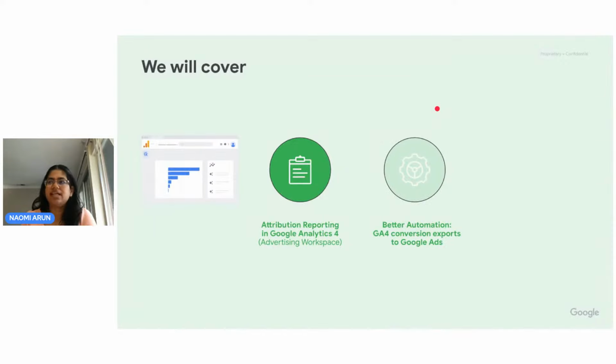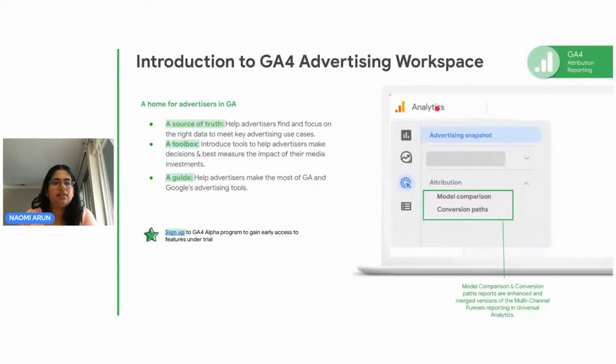So if we go to the next slide, we are now introducing the advertiser workspace in GA4, which is essentially a home for advertisers to help you find and focus on the right data to meet key advertising use cases. The two reports that are currently housed here are the model comparison and conversion path reports under attribution. These two are essentially the enhanced and merged versions of the multi-channel funnel reports in Universal Analytics. So it should look familiar. We will dive deeper into these two reports as well.